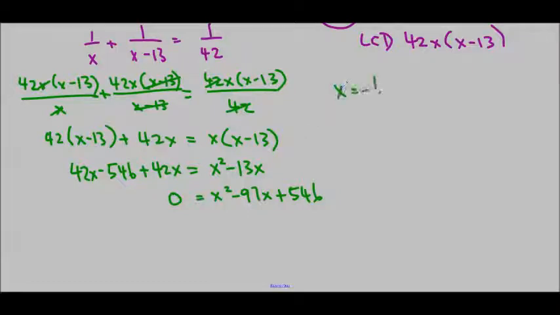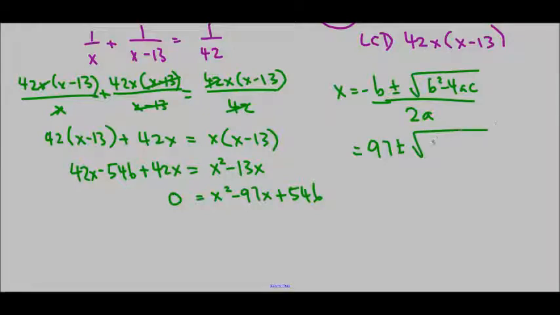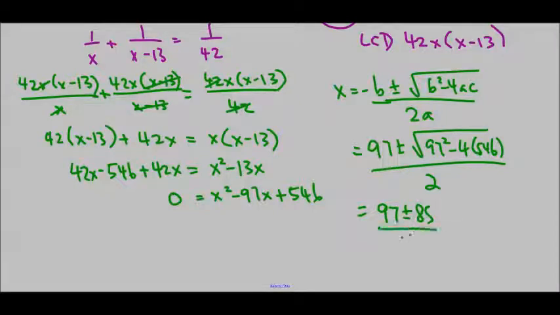So x equals negative b plus or minus the square root of b squared minus 4ac, over 2a. You should always show the formula when you use it. So we get 97 plus or minus the square root of 97 squared minus 4 times 546, over 2. This actually ends up being 85, so we get 97 plus or minus 85 over 2. So our answer is x equals 91, or 6.